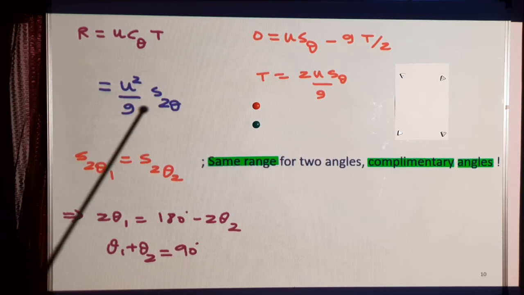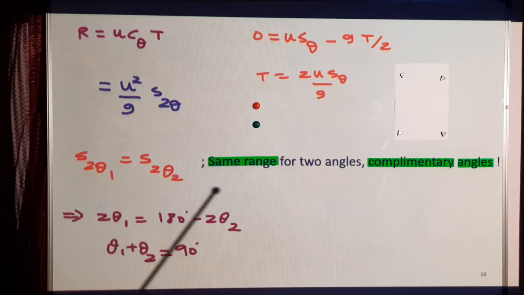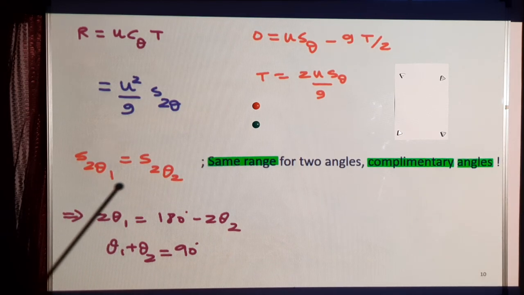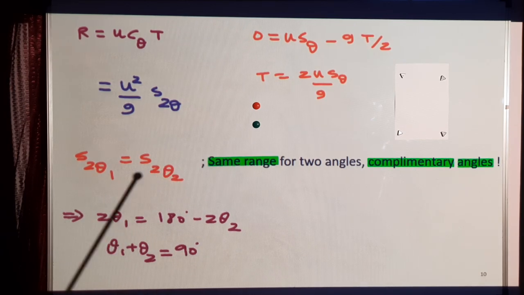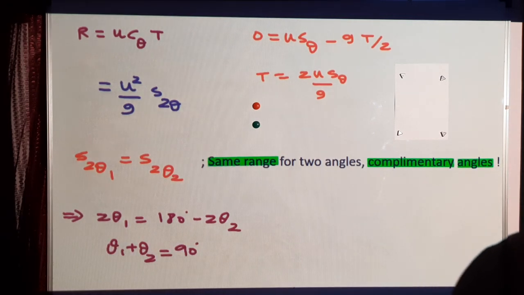So for the range to be the same for two angles, the sine of the angle should be the same, and we know that sine alpha is the same as sine 180 minus alpha. So 2 theta 1 should be the same as 180 minus 2 theta 2. Only then the sine will be the same. So from there, we get the result that theta 1 plus theta 2 is 90 degrees. So for the range to be the same, the angles should be complementary for the same initial speed.